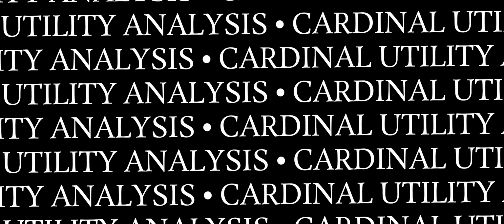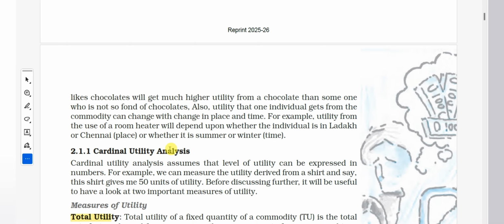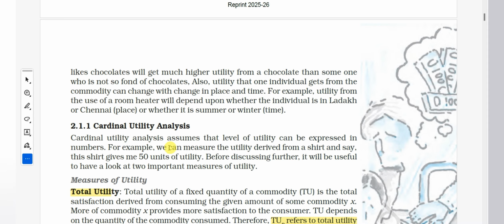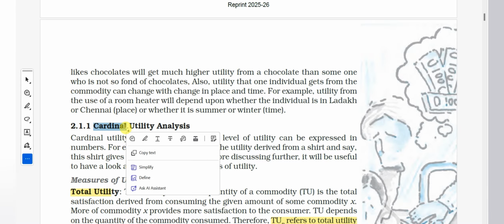So now coming to cardinal utility analysis. This was given by Alfred Marshall. Okay? Alfred Marshall was one of the initial economists who gave us the theories on microeconomics. Okay? As you can say, cardinal means something which we can tell in the form of numbers.